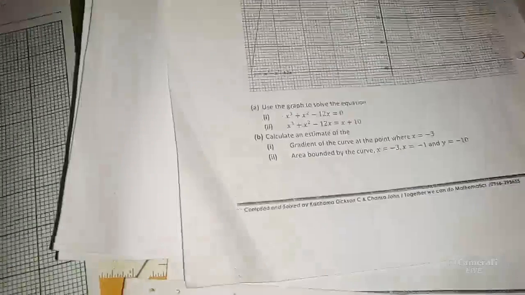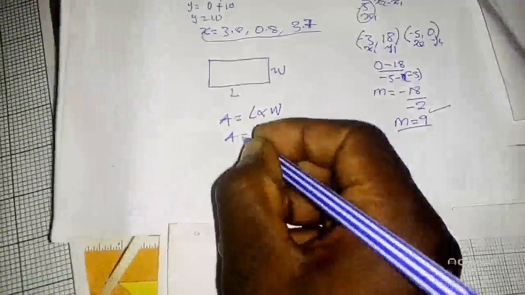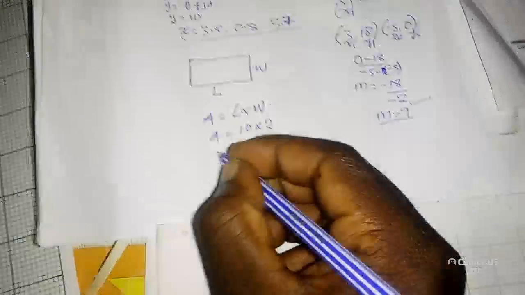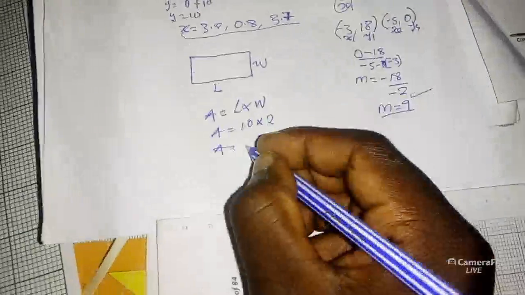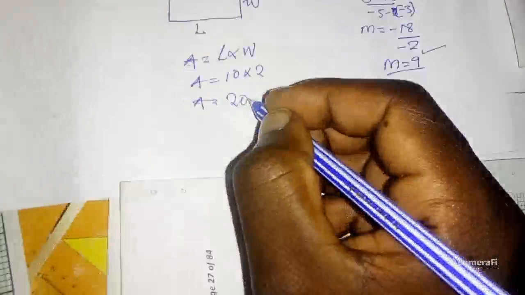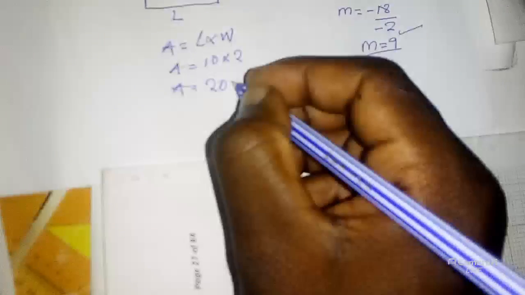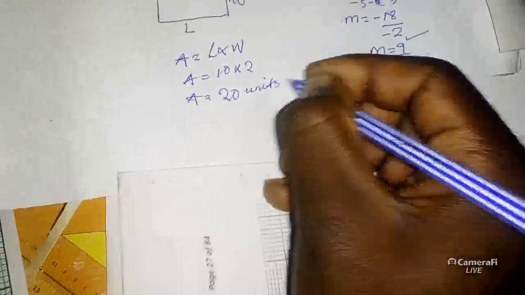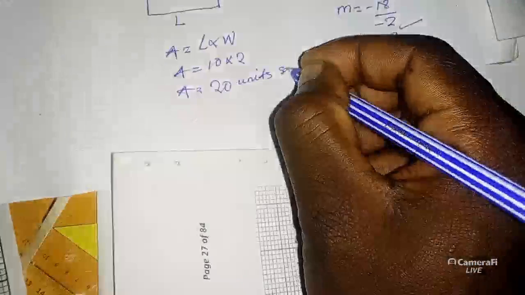Then here we have 0 to 10, we have 10 units. So what you say, area is equal to 10 times 2 units. We are going to have area is equal to 20, excuse me, you are going to have 20 units squared.